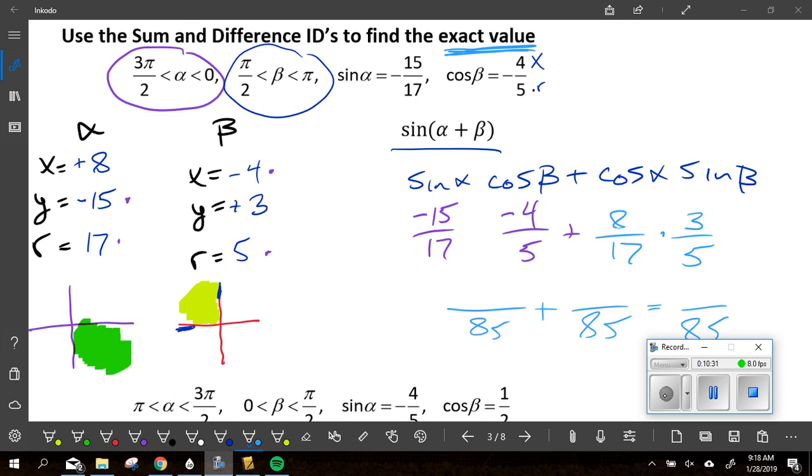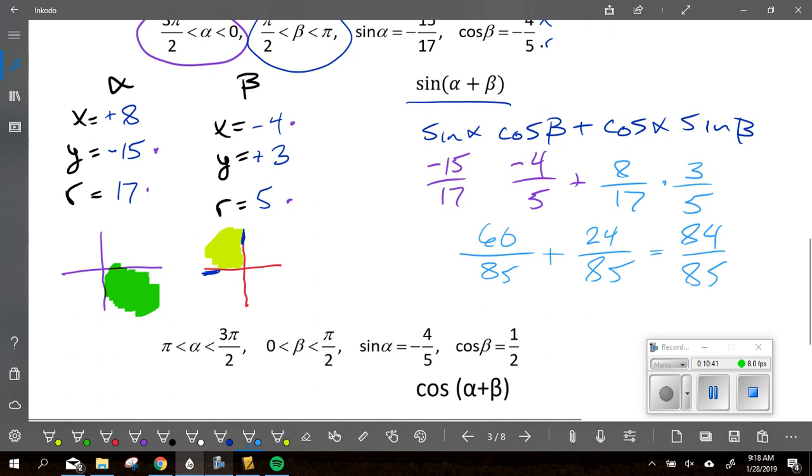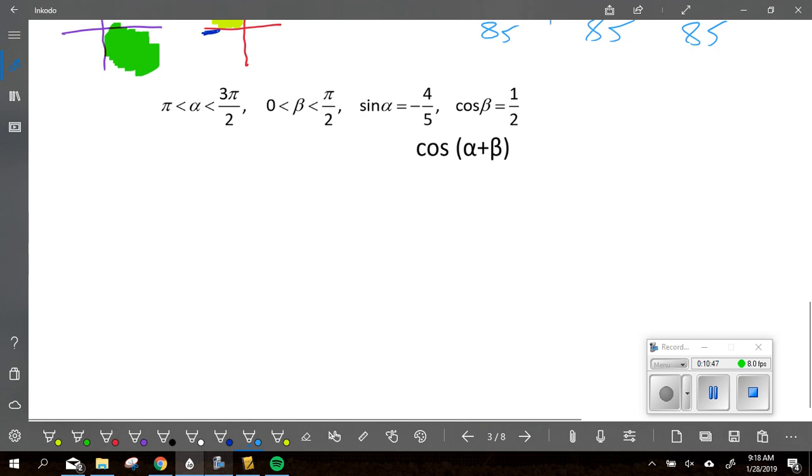Negative 15 times negative 4 is a positive 60. 8 times 3 is 24. 60 plus 24 is 84. 84 over 85 is my answer there. Once we've done the alpha and beta stuff, it's just a matter of plugging in. You're always going to have common denominators, combine them. Okay? Try one more here.